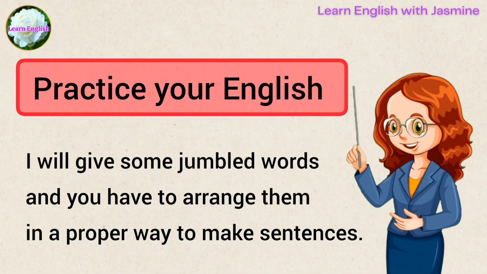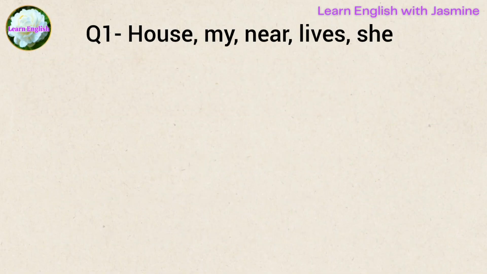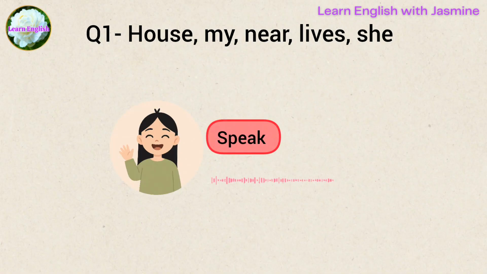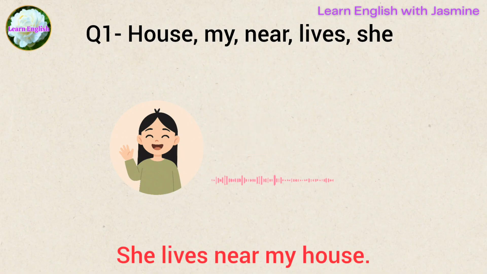Now, it's time to practice your English. I will give some jumbled words and you have to arrange them in a proper way to make sentences. First question. House, my, near, lives, she. Answer. She lives near my house.